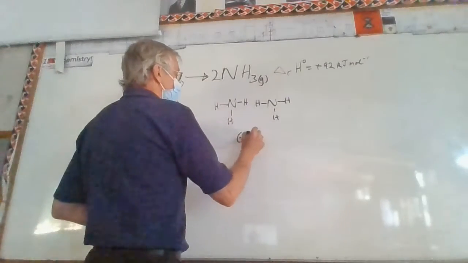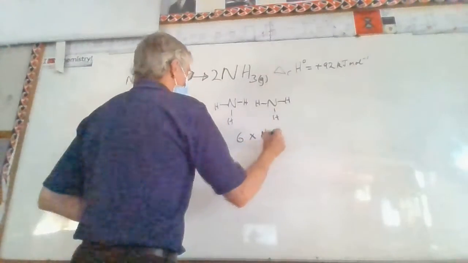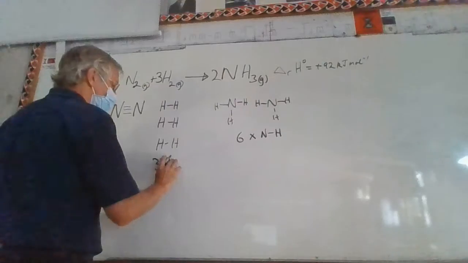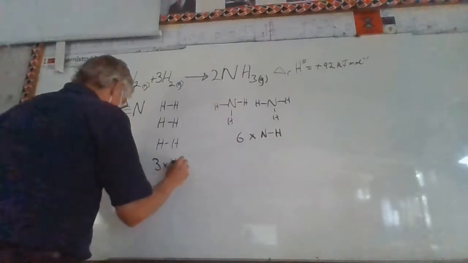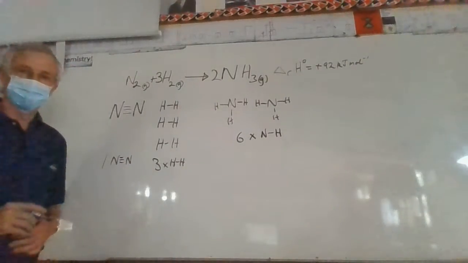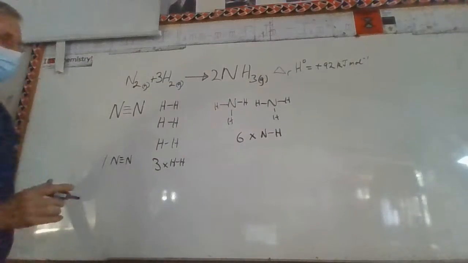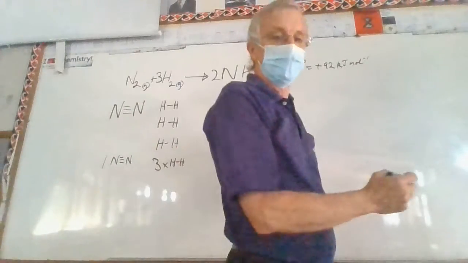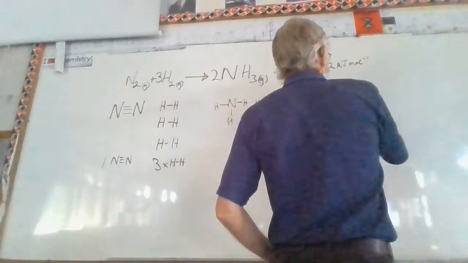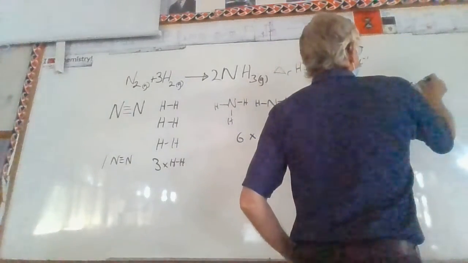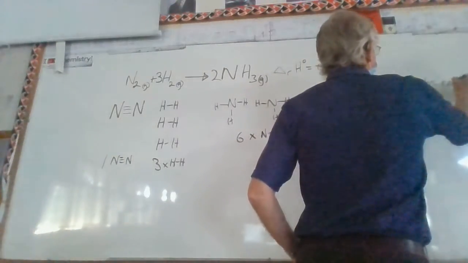So we have 6 nitrogen-hydrogen bonds being made. We have 3 hydrogen-hydrogen bonds being broken, and we have 1 nitrogen to nitrogen triple bond also being broken. That's extremely stable. So the key concept here, which you must always state in your answers, is that bond making releases energy. You must put energy into these bonds to break them.